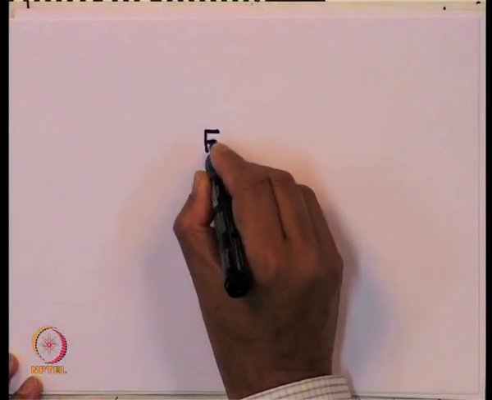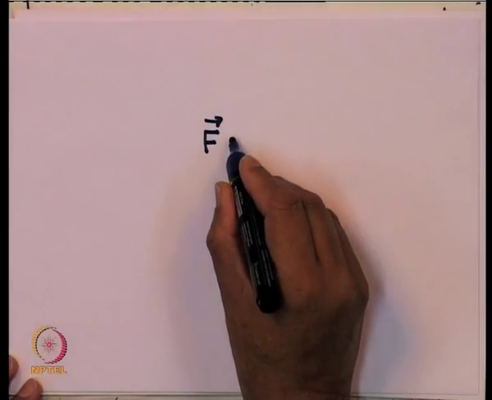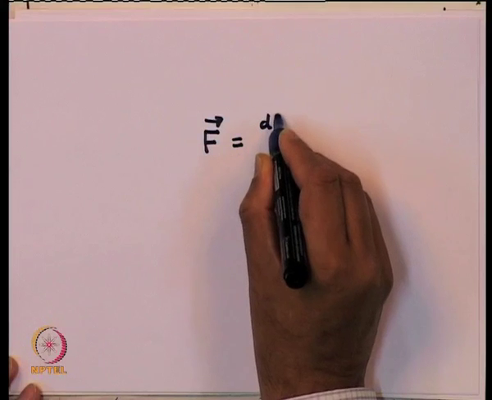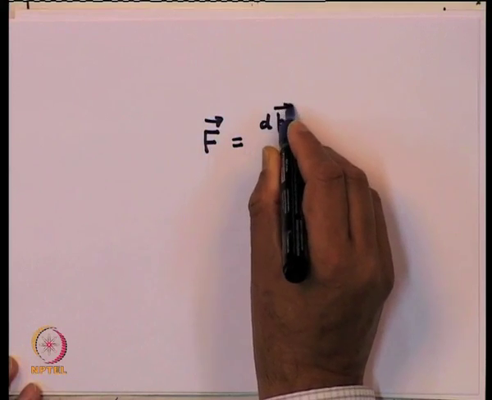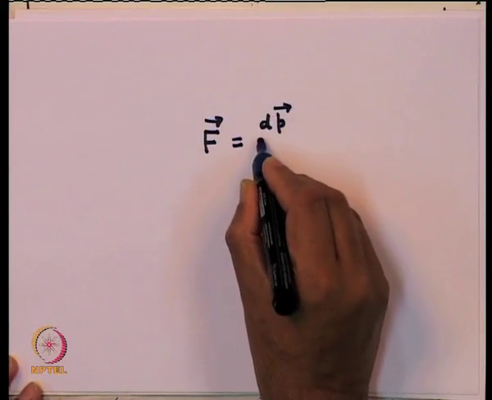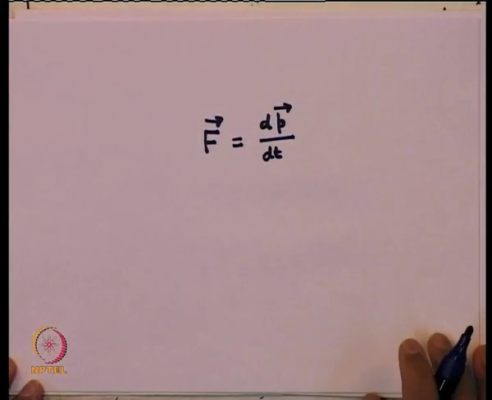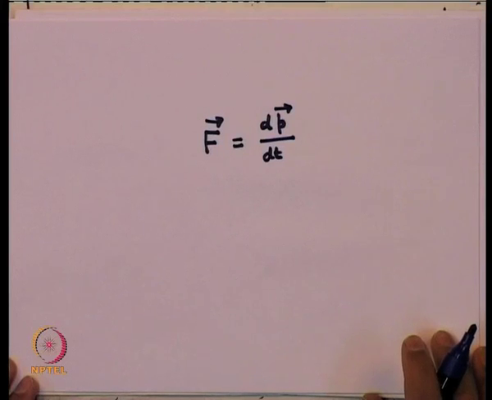If you remember, there are two ways in which we can talk of force in classical mechanics. One, of course, force is a vector quantity, so we always write it with this vector sign F. We can write that F is equal to the rate of change of momentum. When we say rate of change, it always means the time rate as far as this definition is concerned. So, force can be written as time rate of change of momentum.